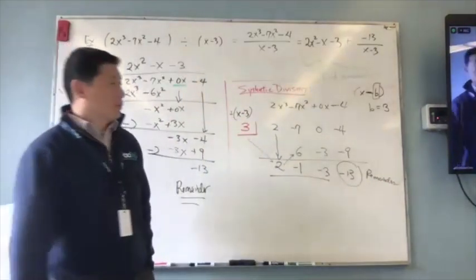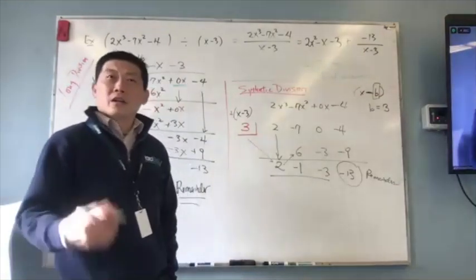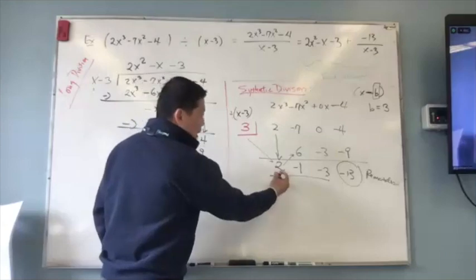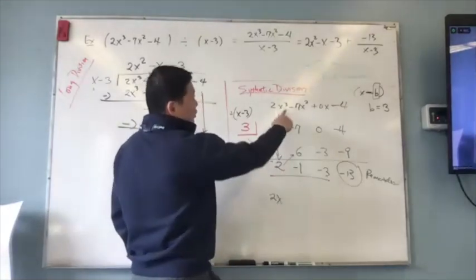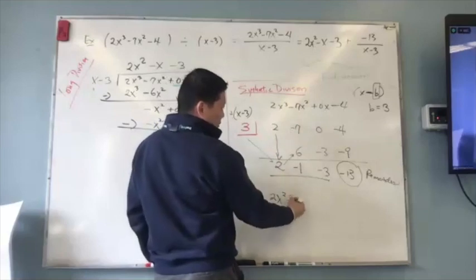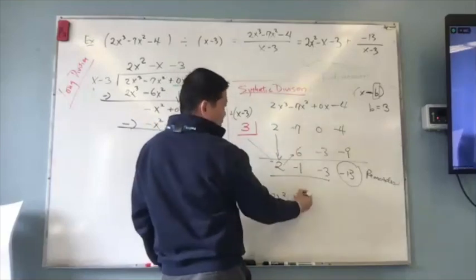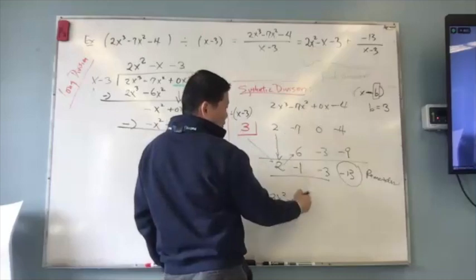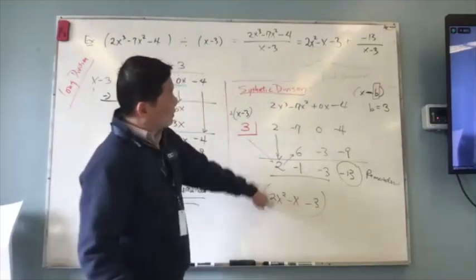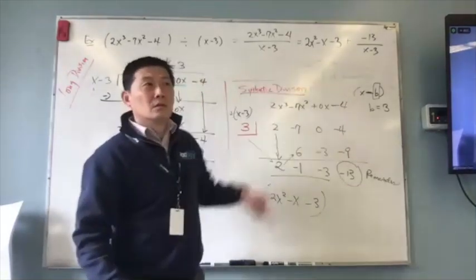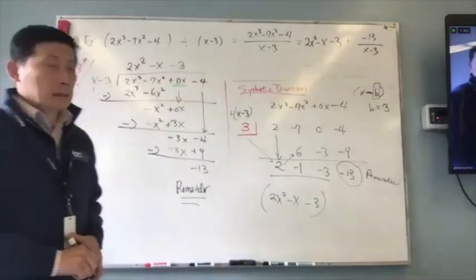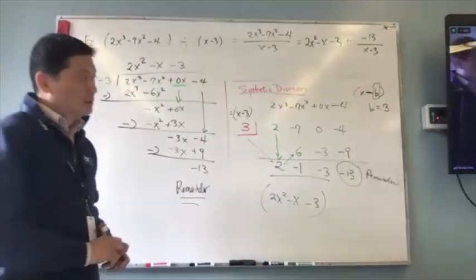These 3 numbers are the coefficients of your answer, the factor. This becomes 2x, with the power dropping from 3 to squared, minus x, with the power dropping to 1, and then minus 3. Are we allowed to use this on the test? Yeah. Cool. You have to know how to use it though.